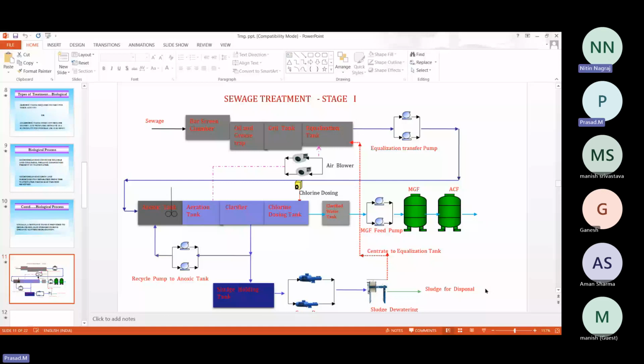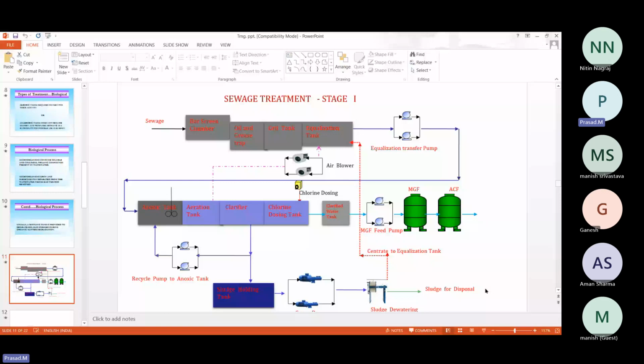Then it will go to the equalization tank, and in the equalization tank we are providing blower air and mixing the sewage. For what purpose? If it is not mixed, then we are not getting the proper efficiency. Mixing is essential for getting the optimum efficiency of the sewage treatment plant. That's why mixing is important. Then from this equalization tank, it will go to the anoxic tank.